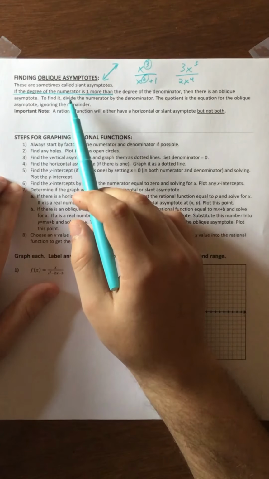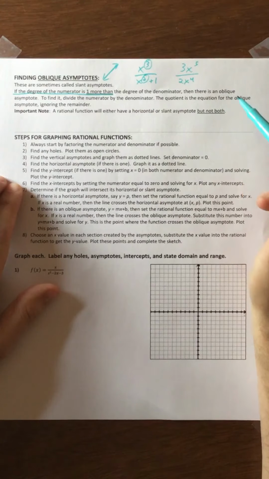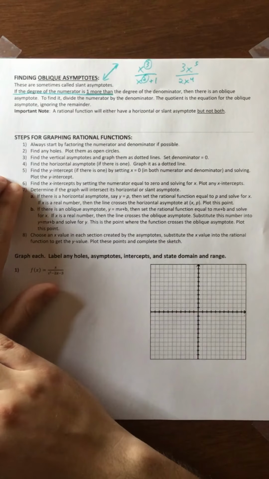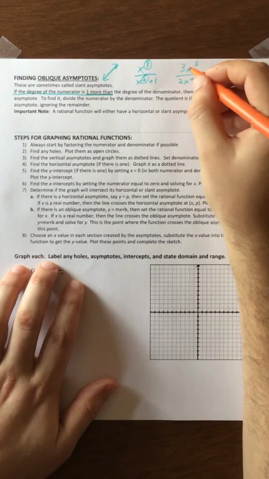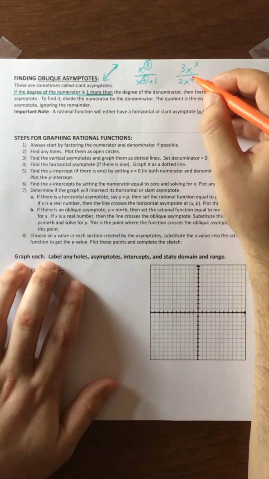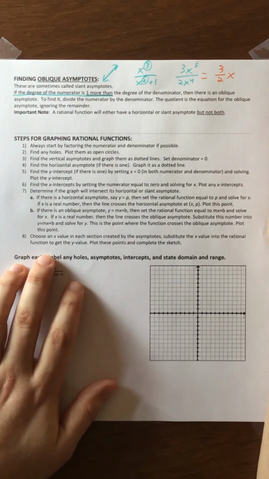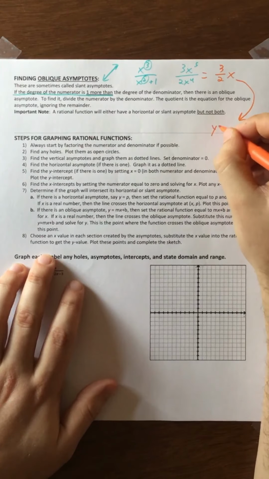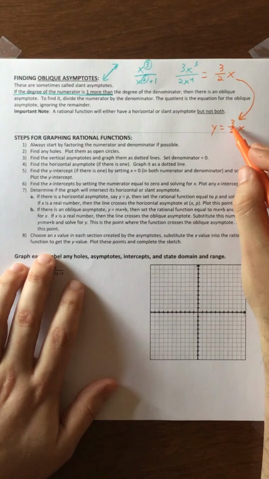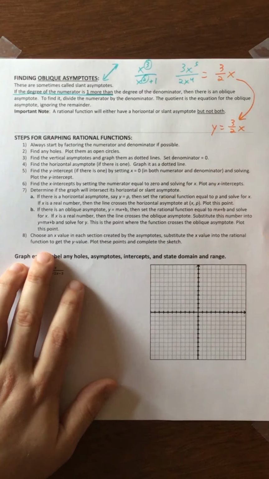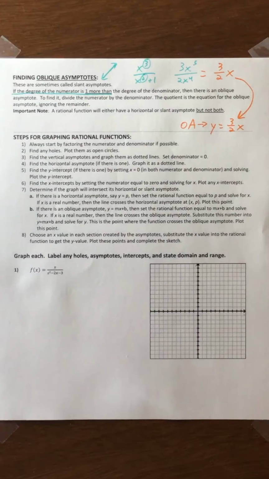To find it, you're going to divide the numerator by the denominator, and the quotient that you get is the equation of the oblique. Alright, so let's just take this second example here. 3x to the 5th divided by 2x to the 4th. When I go to simplify this, I get 3/2 x. That would mean that I have an oblique asymptote at y equals 3/2 x, that line. So I'd have to graph this line using the slope and the intercept, and draw a dotted line at that point. Okay, oblique asymptote at y equals 3/2 x.